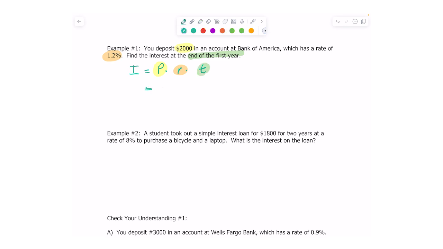So all you have to do is multiply 2,000 times 1.2%, which, as we learned in one of the previous videos, is 0.012 as a decimal. Remember, you take the decimal point and divide by 100, or slide it back 2 places and fill in a 0 wherever there's a hole. So 0.012. And then time is 1. And you end up having $24 of interest.